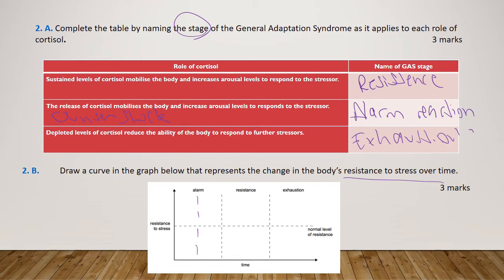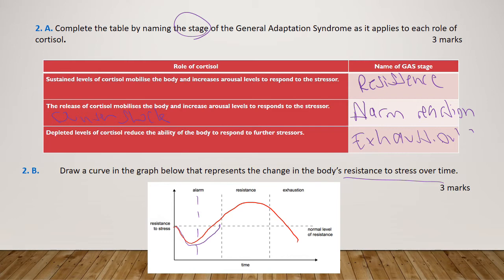So during alarm reaction, the level of resistance is below normal, but by the end it's back to normal. So I would just go like this. I would just go like that. Whoops, that's terrible. I'm going to change colors because that's not right. So we're going to go below the line and then above. So that's kind of what I would draw.